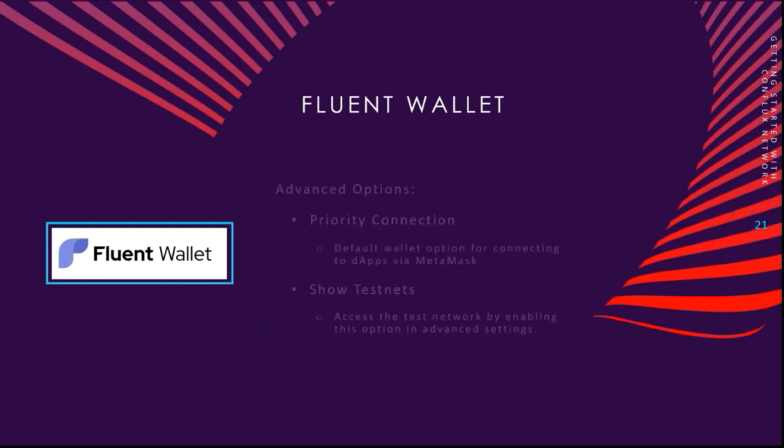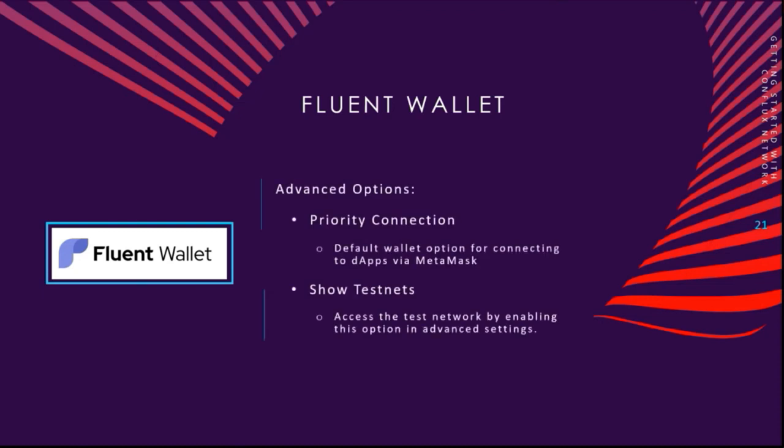Some things you need to know about Fluent is the advanced options. For example, if you also have MetaMask installed on your browser, you might have issues with the priority. So you just need to go to advanced options and select the priority connection, so the application you are connecting with prioritizes Fluent instead of MetaMask.